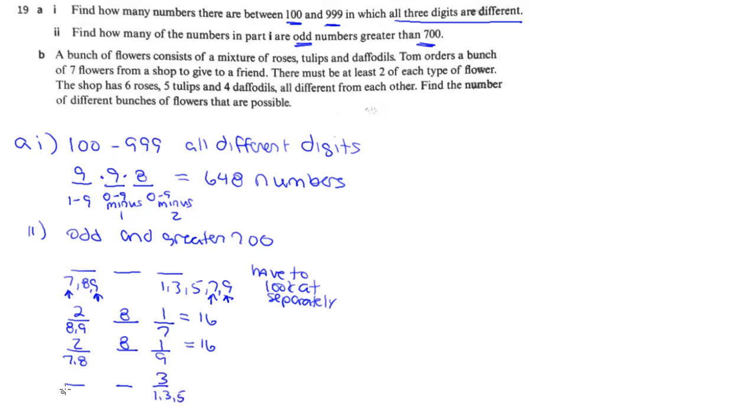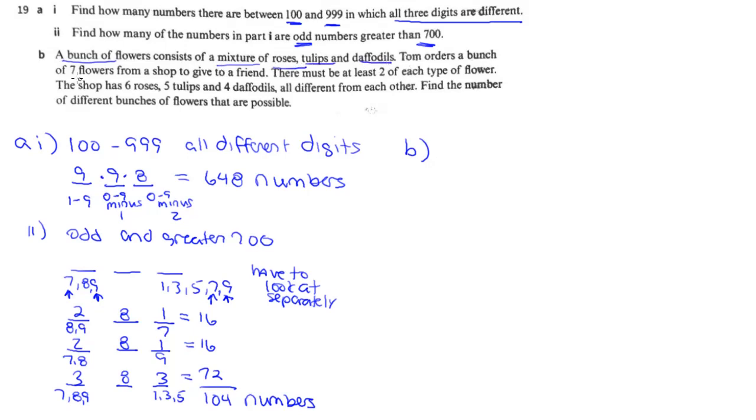That's 3 possible numbers. And I could use 7, 8, or 9. And that's 3 possible numbers. And I still have 8 left over in the middle. So that's going to give me 72. When I add them all together, I get 104 different possible numbers that are odd and greater than 700.